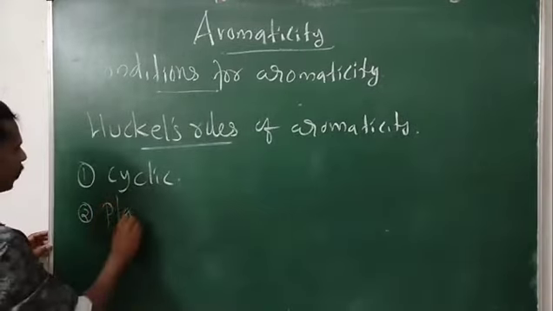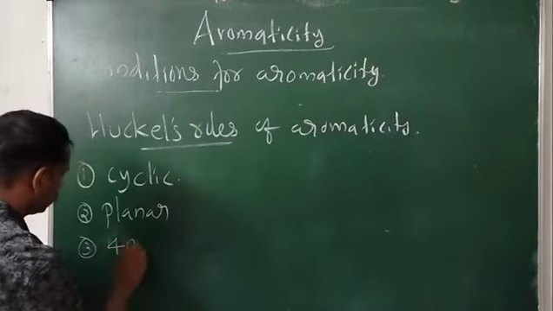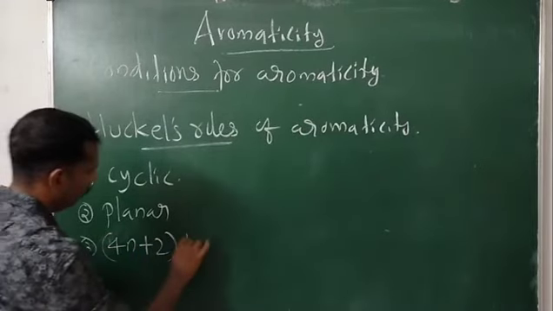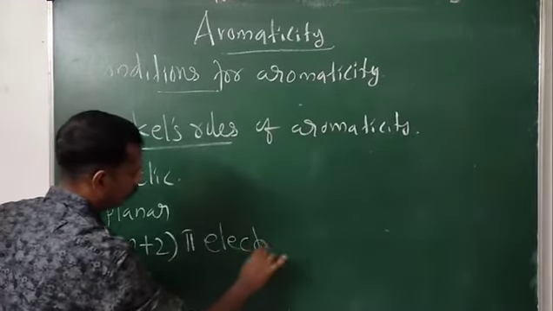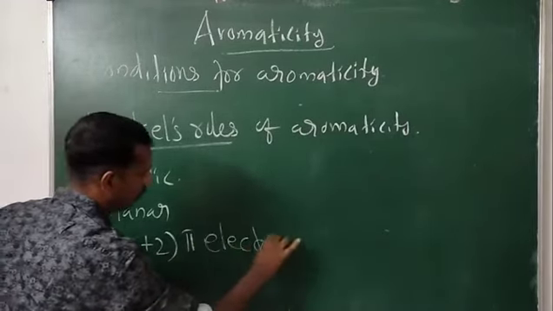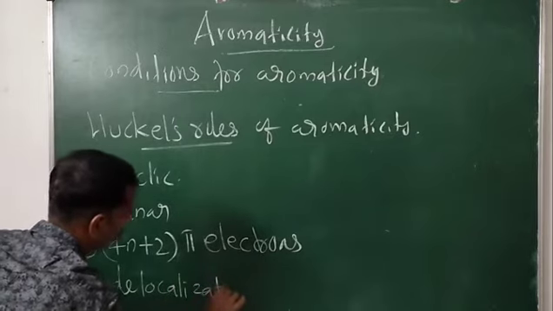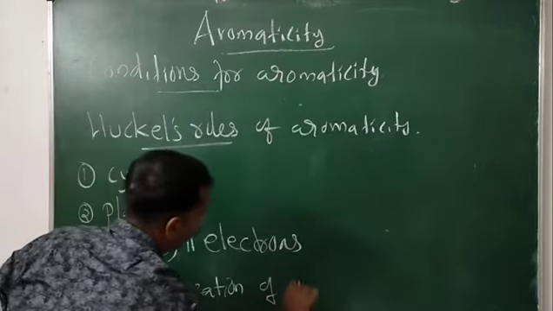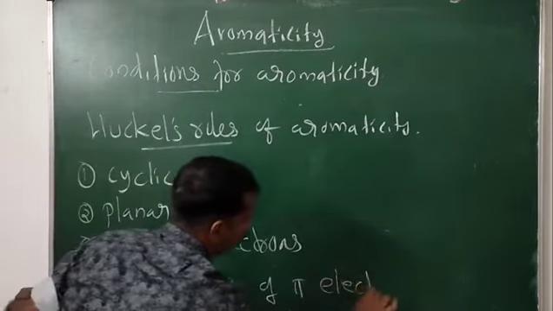Third one, the molecule must contain a 4n plus 2 pi electron system. And the last one is the pi electron system must be completely delocalized. That means delocalization of pi electrons for the stability of the molecule.